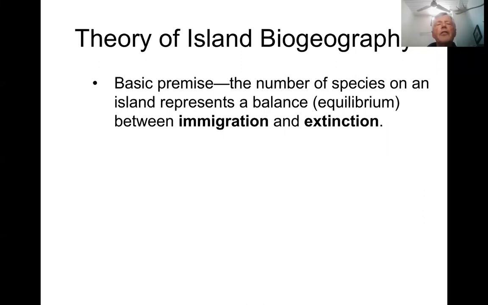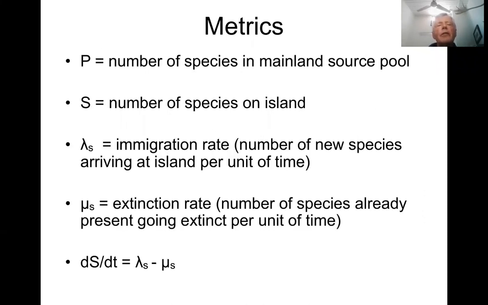So the theory of island biogeography, which is very similar in a way to the equilibrium theories of competition that we talked about last time, is built around these parameters. So I'm going to go through the theory and explain it to you just a little bit because it's cool. It's an interesting theory.